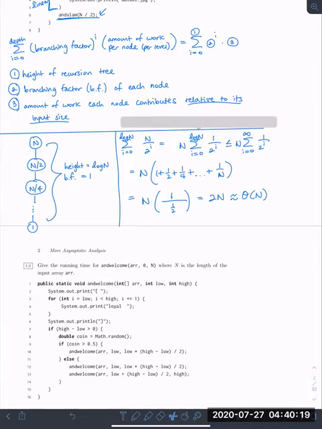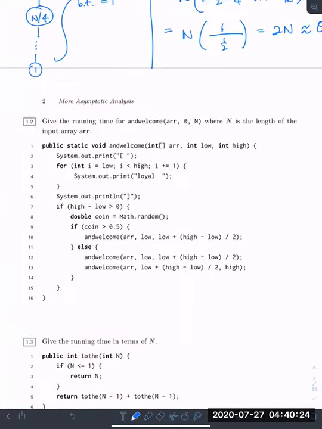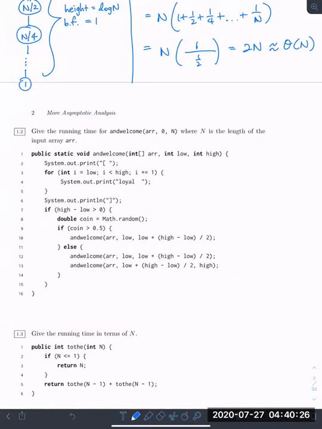Okay, so now on to question 2. So give the running time for this function. Hopefully you're stopping yourself and looking at the question before you actually see the answer. But n is going to represent now the length of an array. Okay, so it's important to parse the different things that we're doing in this function.